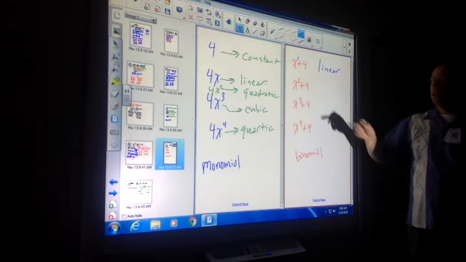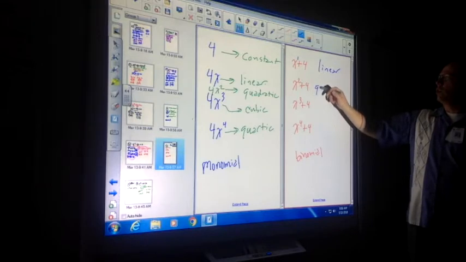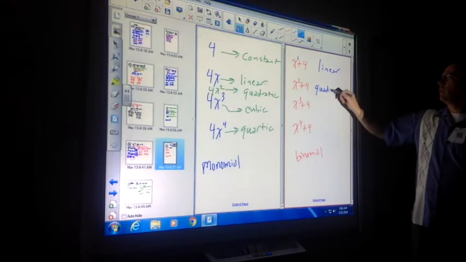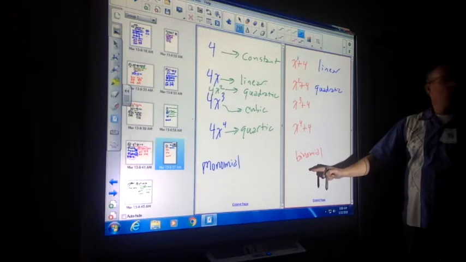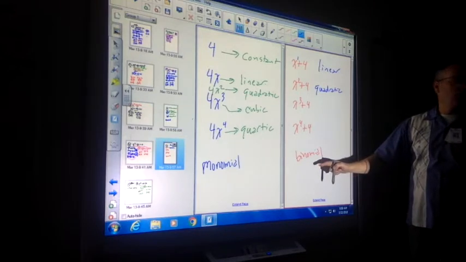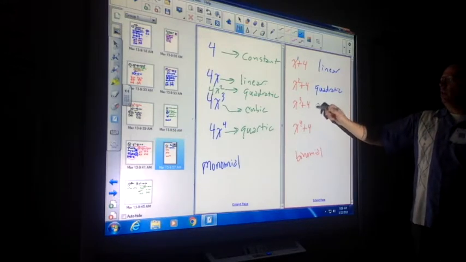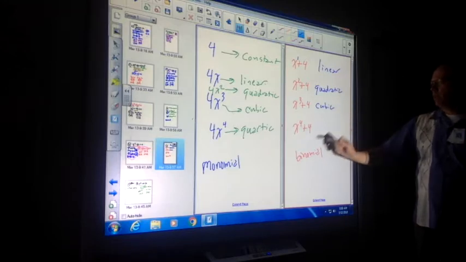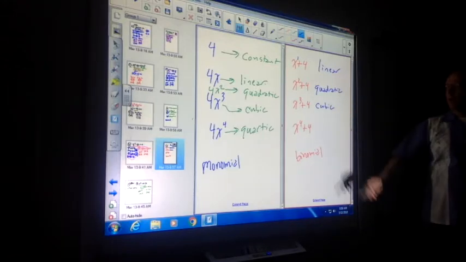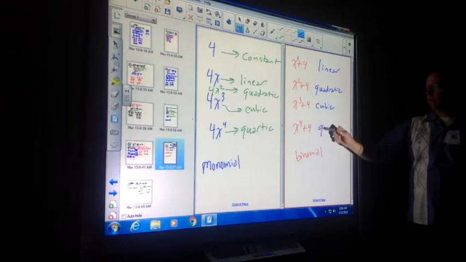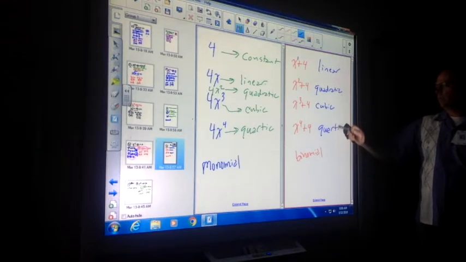It's just linear. This would be a quadratic binomial. Got it? Because there are 2 terms. This is a cubic binomial, because you look at the highest exponent. And this one is the quartic binomial.